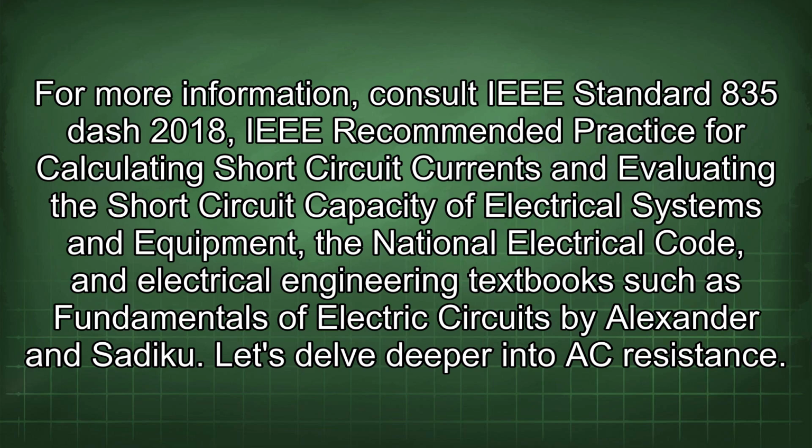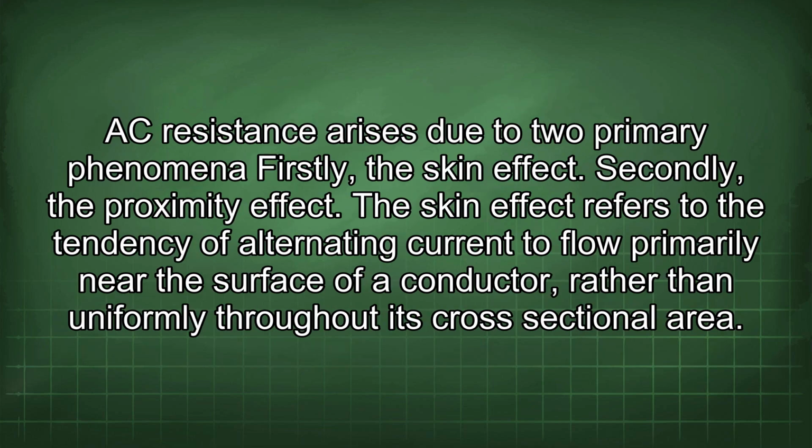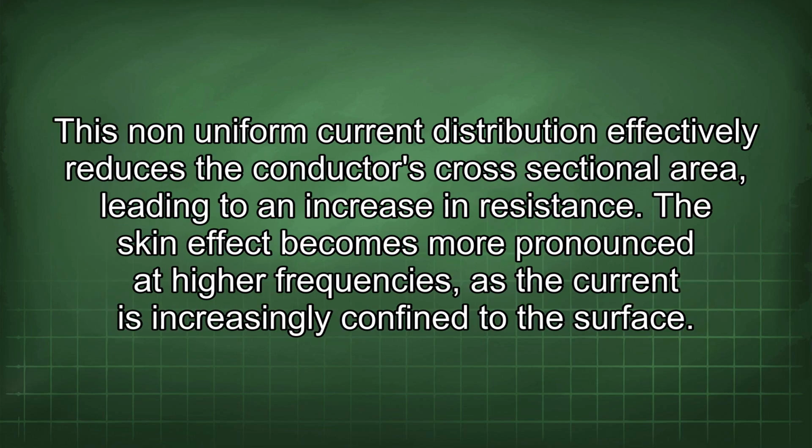Let's delve deeper into AC resistance. AC resistance arises due to two primary phenomena. Firstly, the skin effect. Secondly, the proximity effect. The skin effect refers to the tendency of alternating current to flow primarily near the surface of a conductor, rather than uniformly throughout its cross-sectional area. This non-uniform current distribution effectively reduces the conductor's cross-sectional area, leading to an increase in resistance.